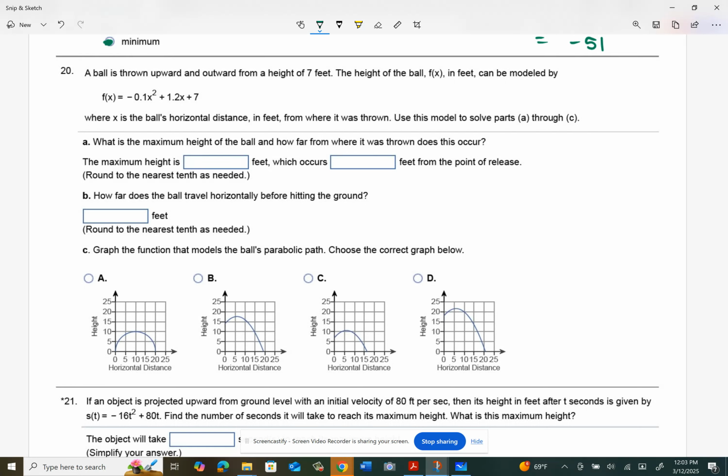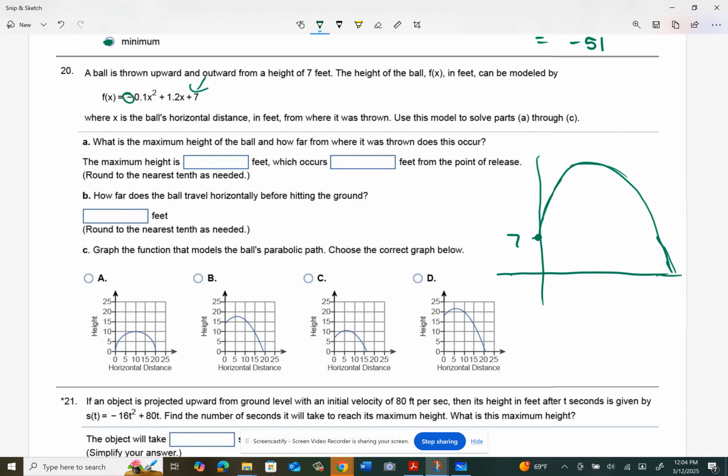All right, so when we're looking at this, first thing you should be thinking is it has a negative a value, so you know it's opening down like all the pictures are showing. So you're thinking that it's a parabola opening down. And that 7 right there is where it's crossing the y-axis. So that spot right there. And then it goes up and comes back down and hits the ground.